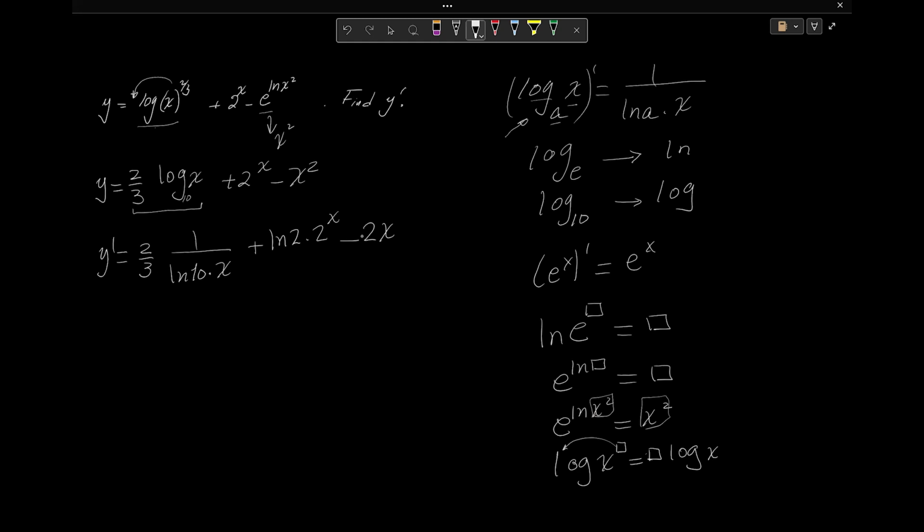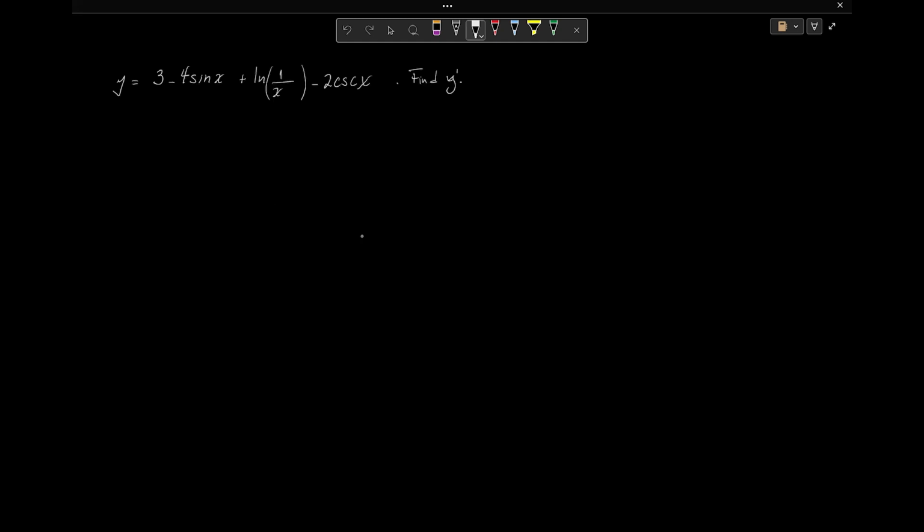So can we simplify things? Oh, this is it, basically. So again, we have to look at the problem and try to simplify it, put it in a form that we can work with, and then take derivatives. All right.